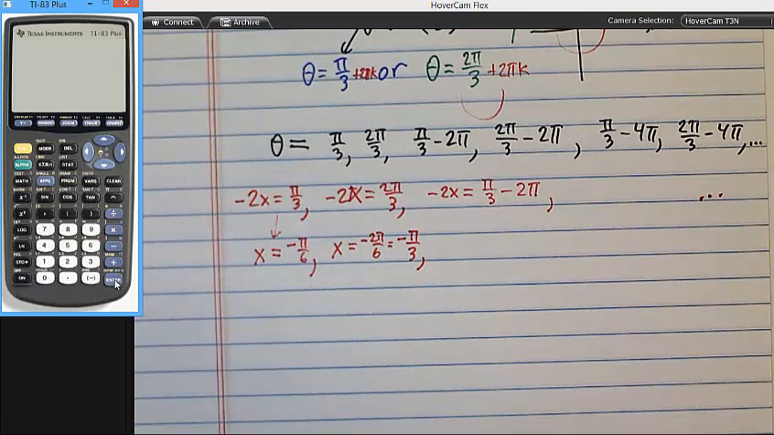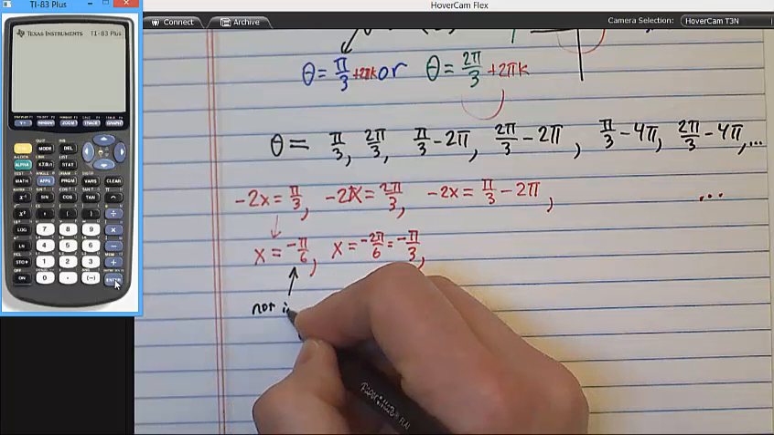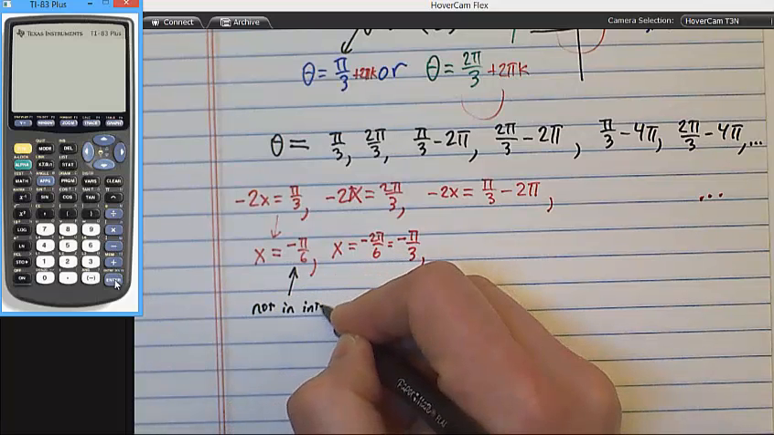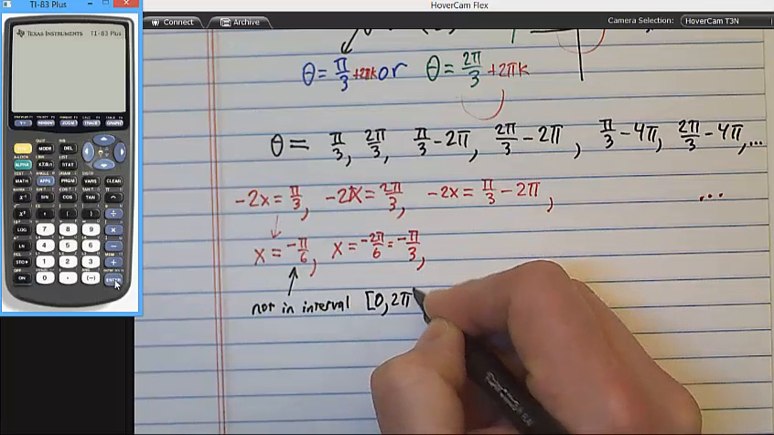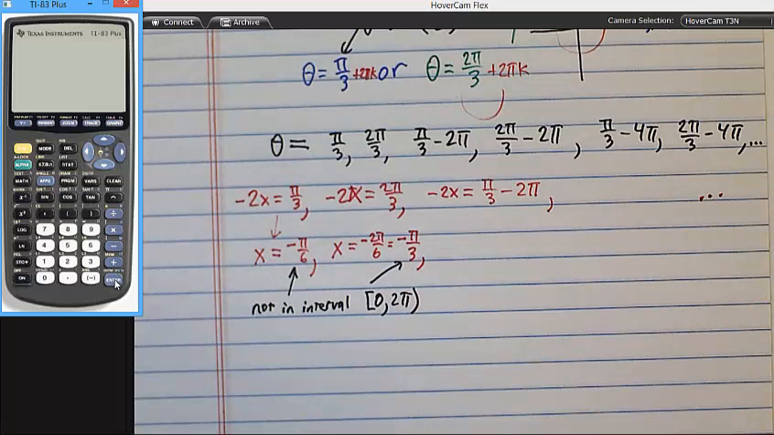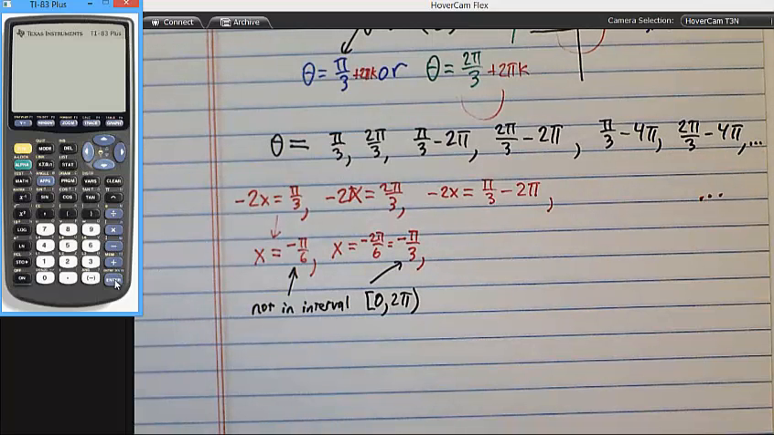And you notice this is not in the interval 0 to pi. Actually, neither one of these is, right? Those are both negative answers, and it's not really what I want. I want positive answers. Okay? So that's one of the reasons that I started subtracting some 2 pi's here. And I want to show you graphically what we're doing because I think it helps.